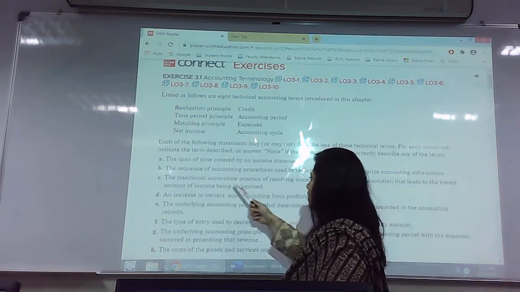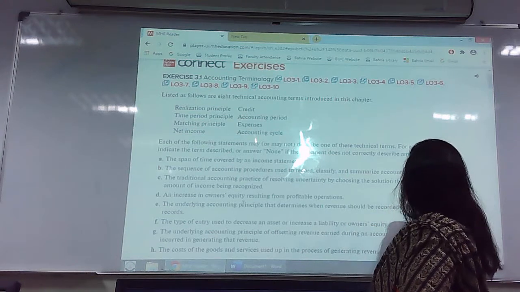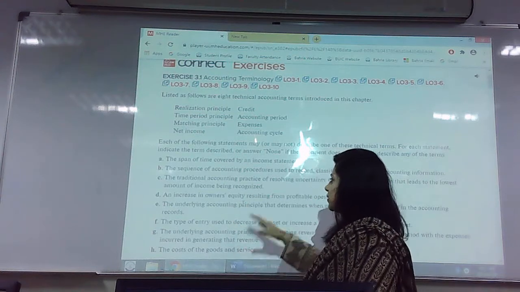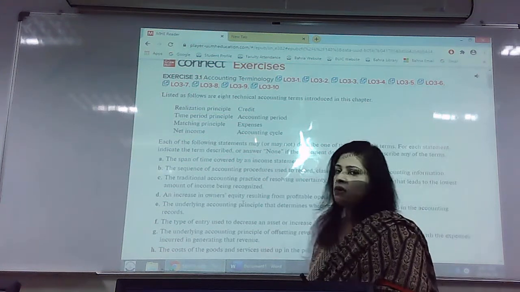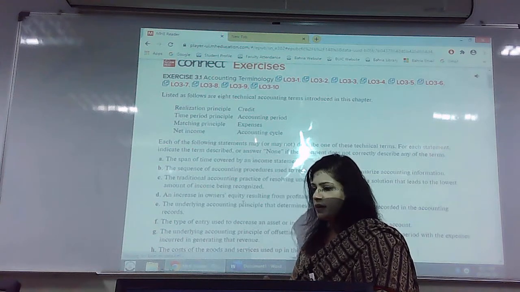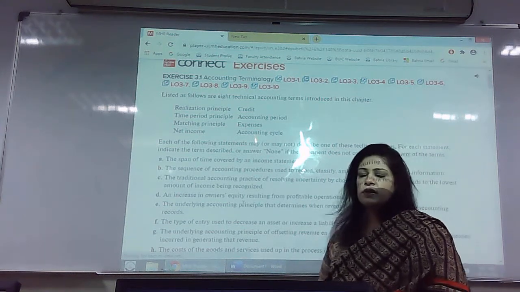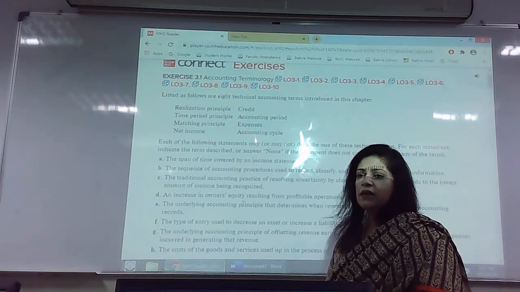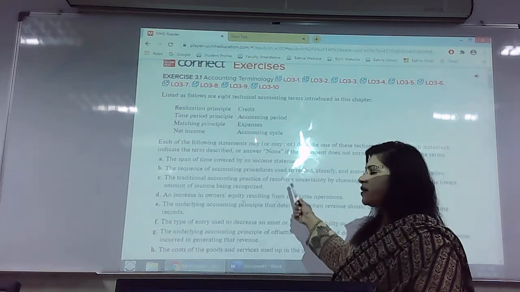Part C says the traditional accounting practice of resolving uncertainty by choosing the solution that leads to the lowest amount of income being recognized. So it generally says that there's a practice in which you recognize the lowest amount of income under evaluation. You might consider that you would be getting $1,000 after selling off the inventory, but there is a chance that some people would not be paying up all the money. So there's a chance that you could get $900 instead of $1,000. So you will be recognizing $900 instead of the $1,000.